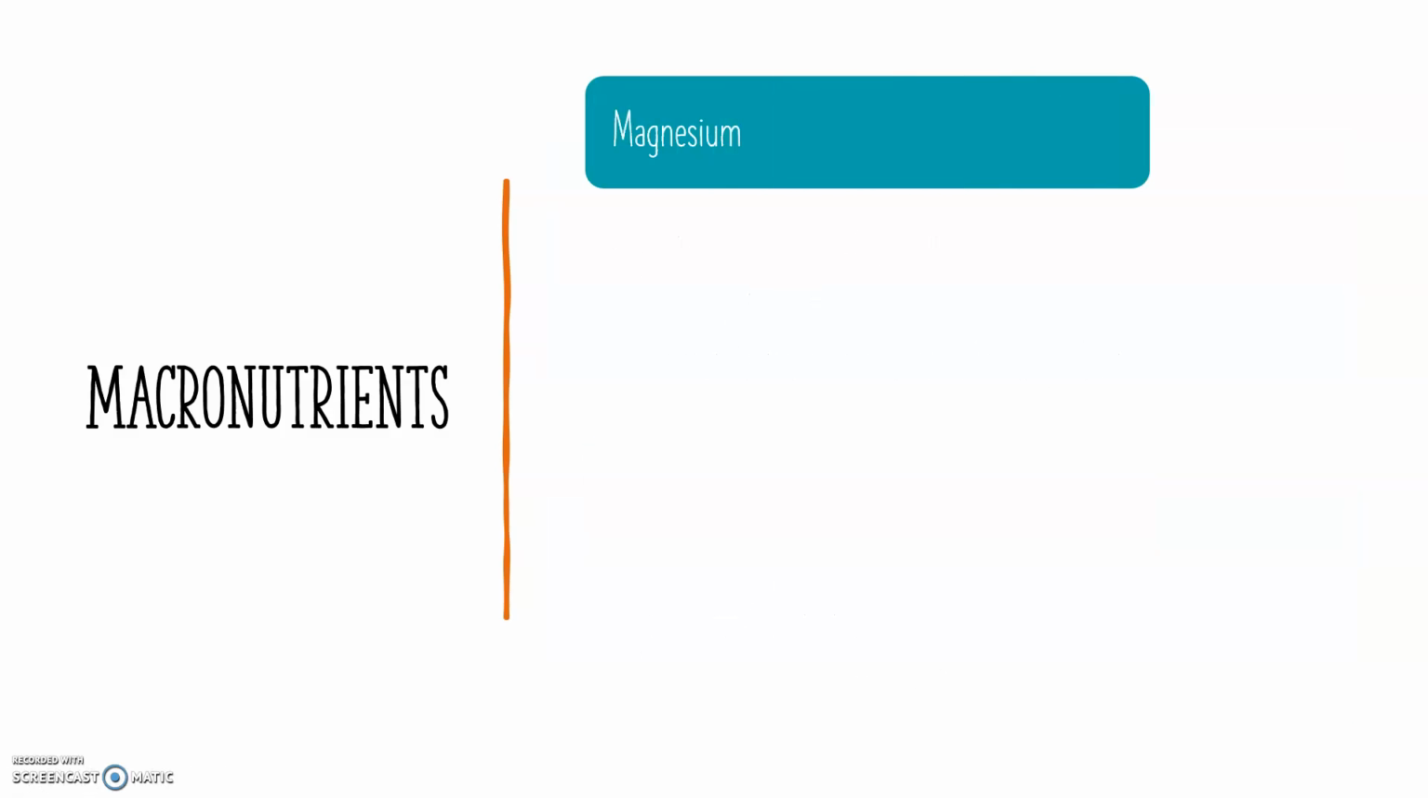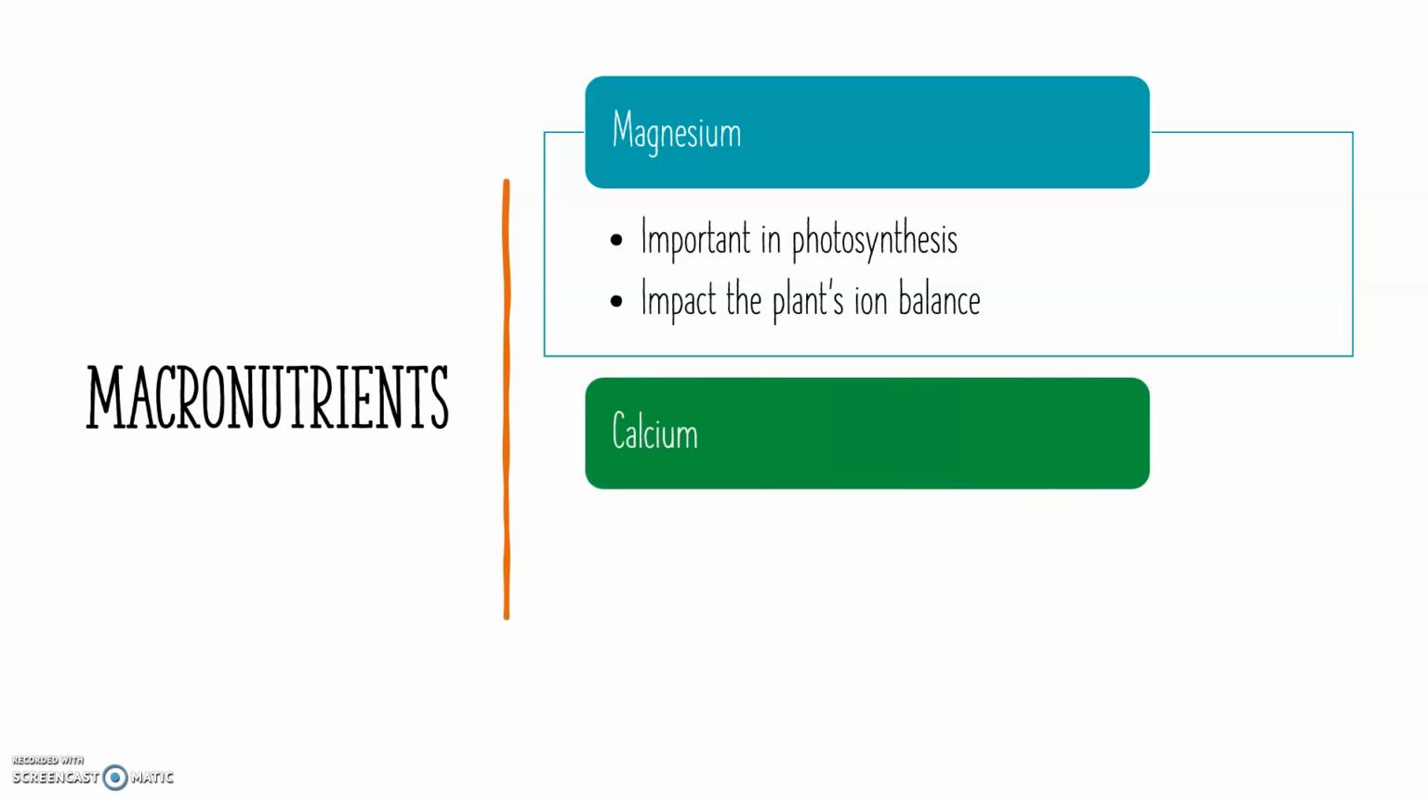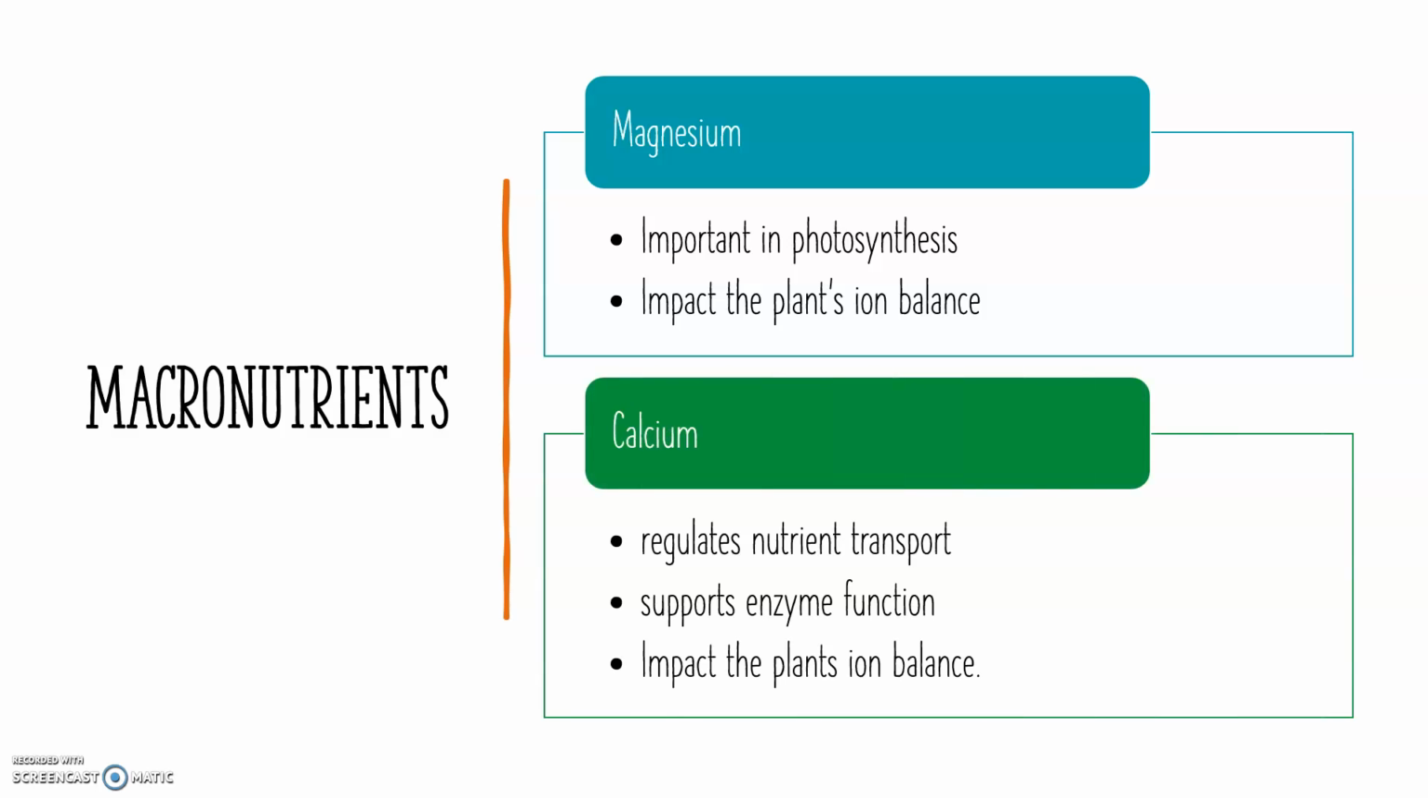Magnesium is important for photosynthesis and impacts the plant's ion balance. Calcium is necessary to regulate nutrient transport, support enzyme function, and impact the plant's ion balance.